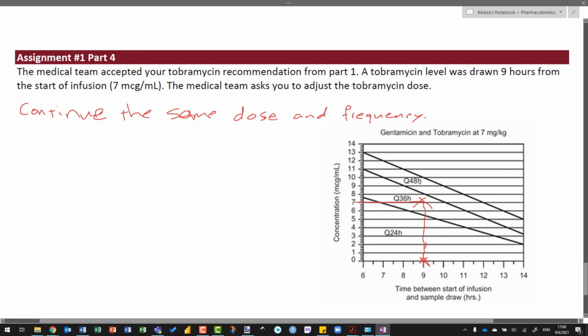Now if this happened to be lower or higher, then you would have to adjust. If it's higher, that means the body is not clearing it. So if it was 9 instead of 7, you keep the dose the same and extend the frequency to every 48 hours. Or if the level was too low, let's say 4, that means the body is clearing it. So even though initially based on creatinine clearance we said every 36 hours, the body is clearing it, so we should reduce the frequency to every 24 hours. For this patient specifically, it came out in the zone of every 36 hours, so we actually got the frequency right the first time, so there's no need to change.